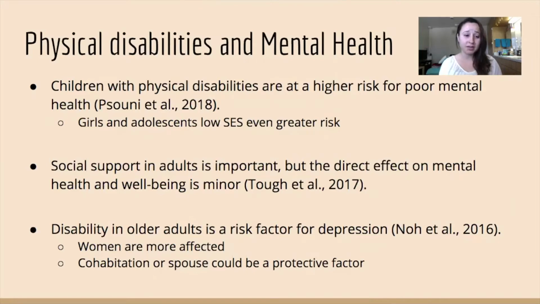Another study showed that social support in adults is important, but the direct effect on mental health and well-being is minor. So it does have a benefit indirectly, but social support doesn't directly affect mental health in a positive way. For older adults, disability is a risk factor for depression, and women are more affected, the study shows, and they were positing that cohabitation or a spouse could be a protective factor. So thank you, and I will turn it over to Ashley for OT's role.